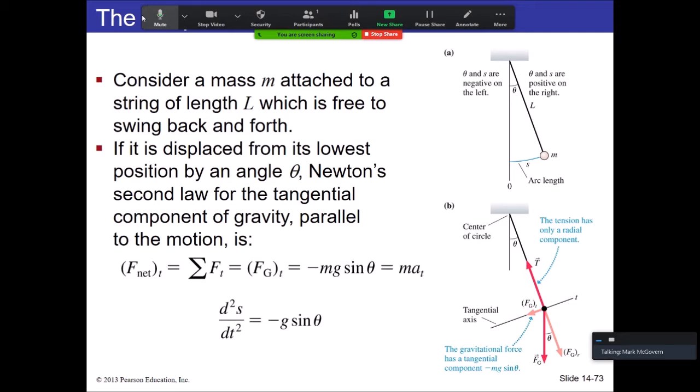And that's two different variables, so we're going to have to rewrite them, which we can very easily do because we used the arc length formula for that. It's L times theta equals S. But the other issue we have is that we're not going to end up with an equation like we did before, where the second time derivative of a function returns the function. The second time derivative of the arc length returns not the same function, but apparently returns minus g sine theta.